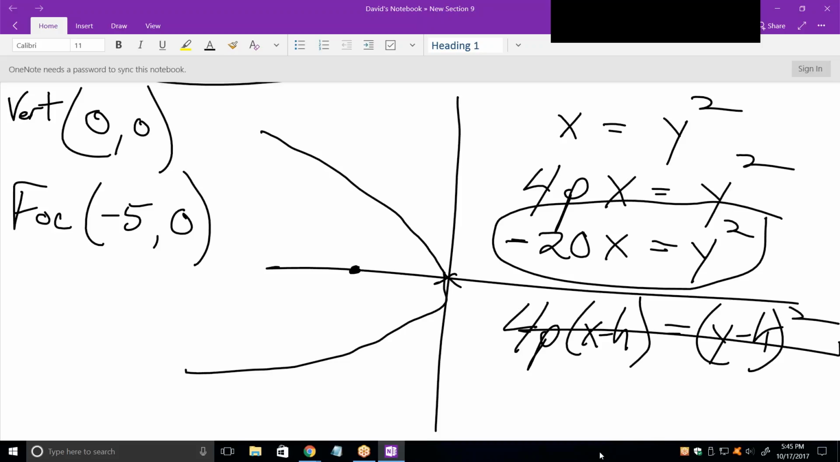Okay. Let me write that. And again, I don't know how you want to put that in. There are various ways you can put it in. You could put it in as x equals minus 1/20th y squared, or you could put it in as y squared equals minus 20x.